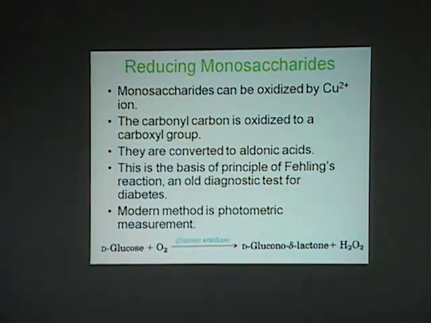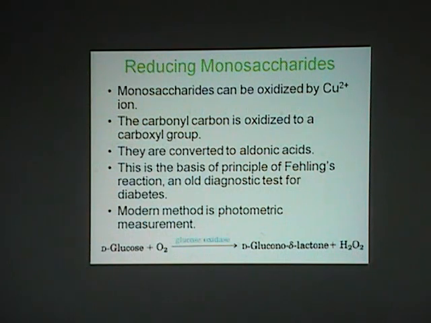Now, reducing monosaccharides. When a molecule is oxidized, you might have heard of oxidoreduction reactions. Whenever there is oxidation, another molecule is reduced, isn't it? So when we say reducing monosaccharides, it means monosaccharides will be oxidized. It means they are reducing agents. They are oxidized themselves and they reduce others. Therefore, they are called reducing monosaccharides.